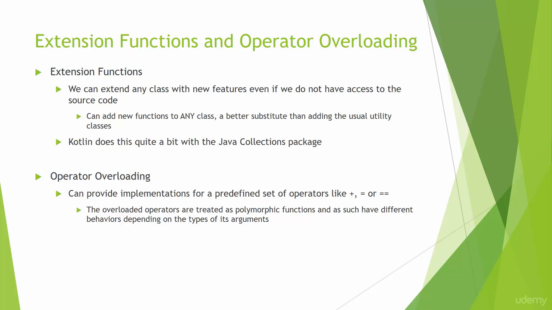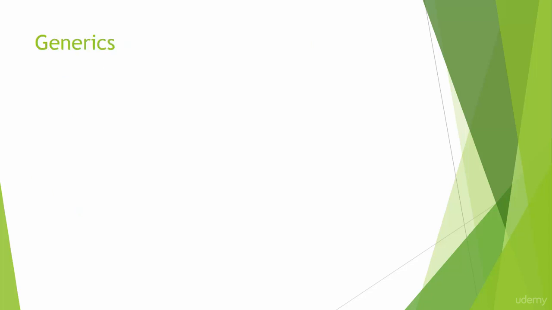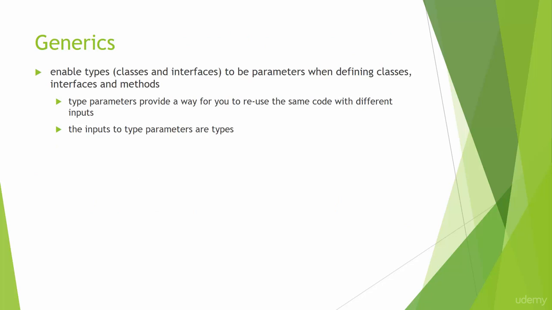And as I mentioned, Kotlin does the extension functions quite a bit with the Java collections package. Generics. Java has generics. Kotlin does too. This is kind of the opposite of polymorphism. Generics enable types, classes, and interfaces to be parameters when defining classes, interfaces, and methods. So you have this concept of type parameters. They provide a way for you to reuse the same code with different inputs.